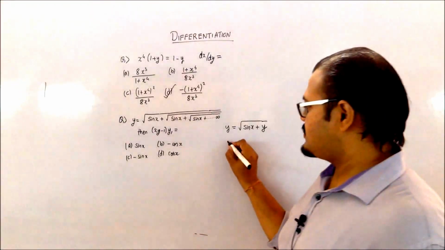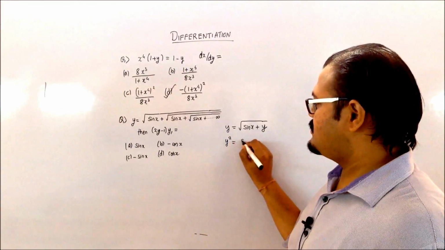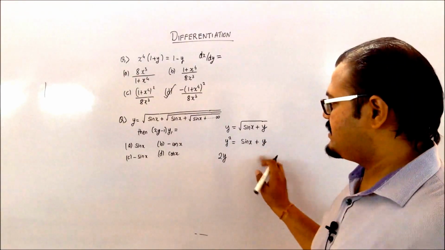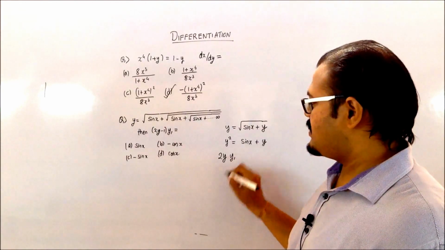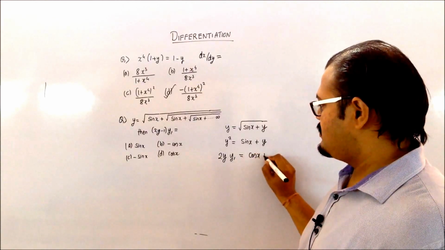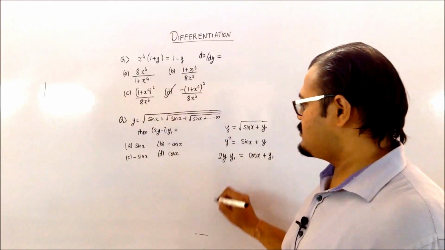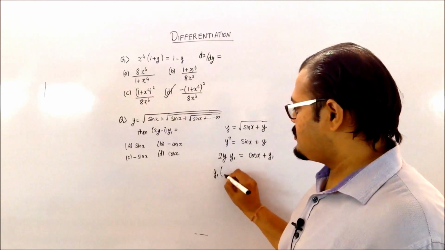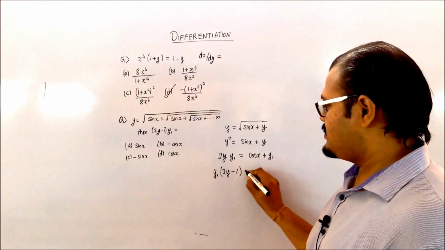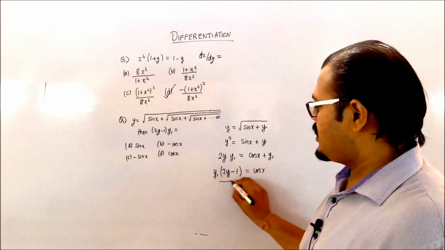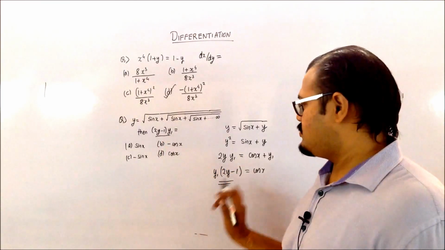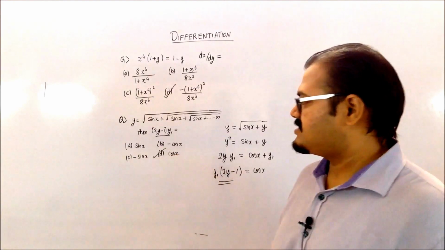Now squaring both sides, I will get y square is equal to sin x plus y. If I take the derivative of this, I will get 2y into y1 is equal to cos x plus y1, since sine's derivative is cos x. So that y1 goes over here, and I can take y1 common, and it becomes y1 into 2y minus 1 equals cos x. So that is what you have to find, 2y minus 1 into y1. You are having that answer as cos x, so your option is D.